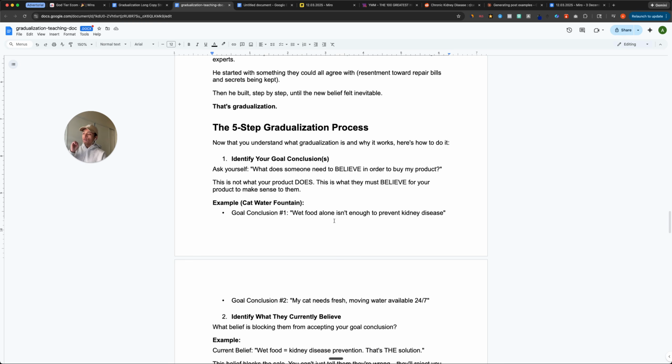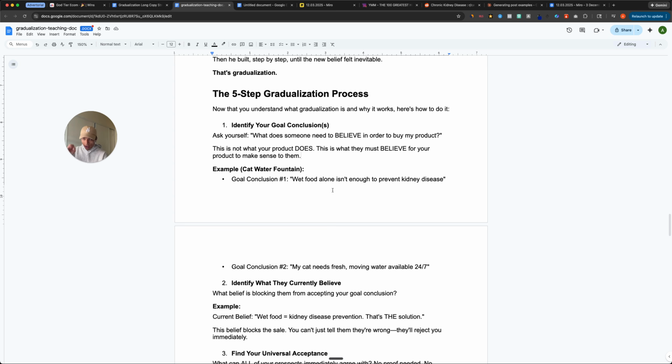All right, so the 5-step gradualization process is: you have a product, you know what people want to get by using the product, or in other words, the mass desires. Next, you need to figure out, starting with number 1, what is your goal conclusion? What does somebody need to believe in order to buy your product? This is not what your product does. This is what they must believe for your product to make sense to them.